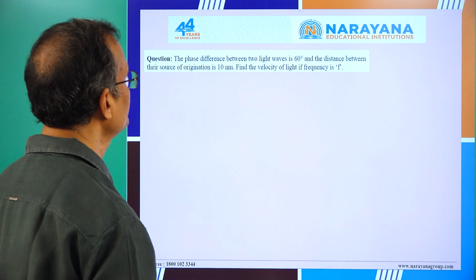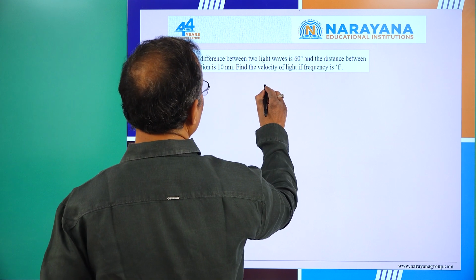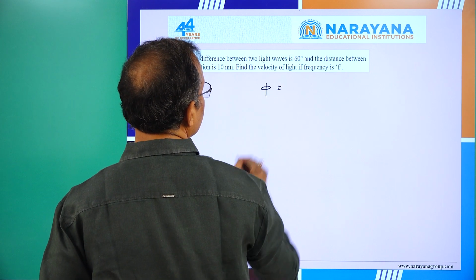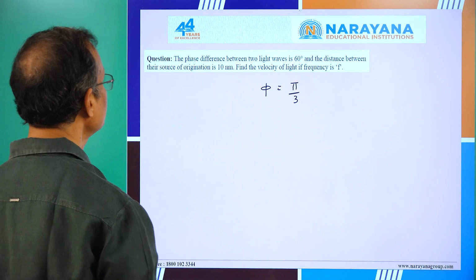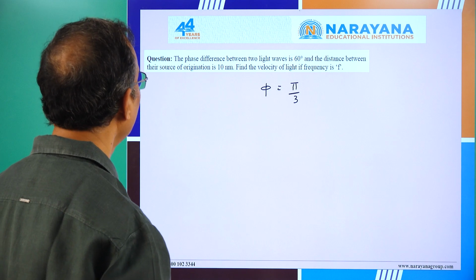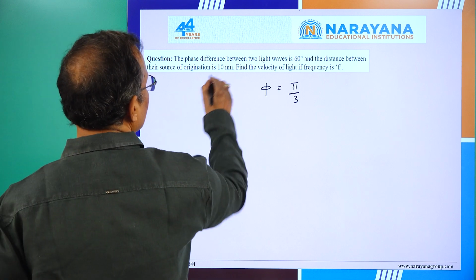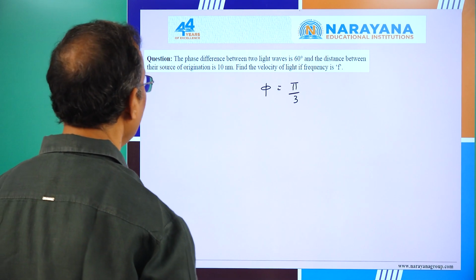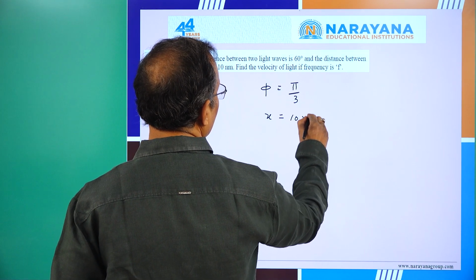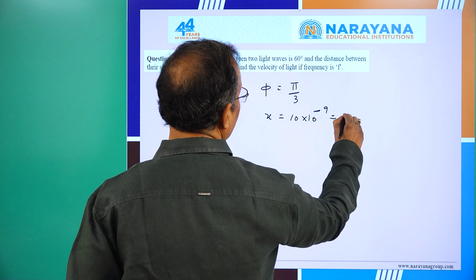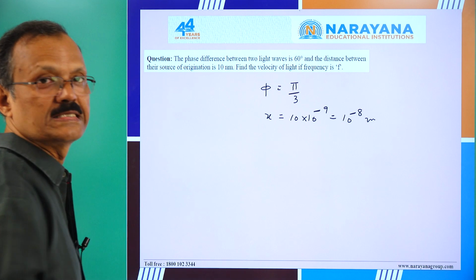The phase difference between two light waves is 60 degrees. So the phase difference they have given you is 60 degrees, pi by 3. The distance between the sources, originally they have told you 10 nanometer. So x they are giving you 10 into 10 to the power minus 9, that is 10 to the power minus 8 meter. They are asking you frequency.